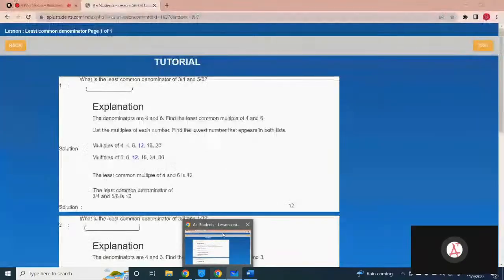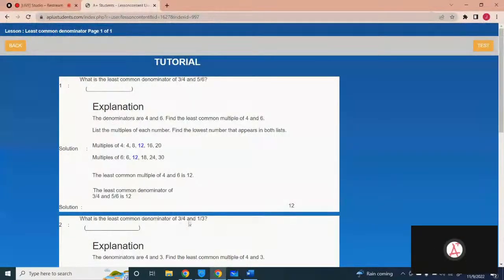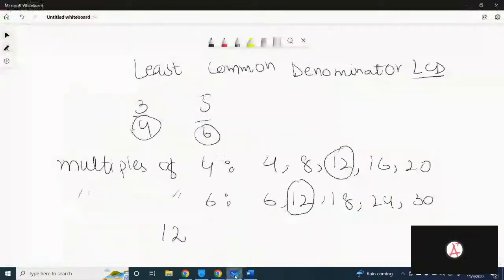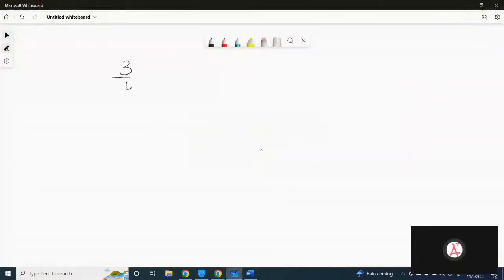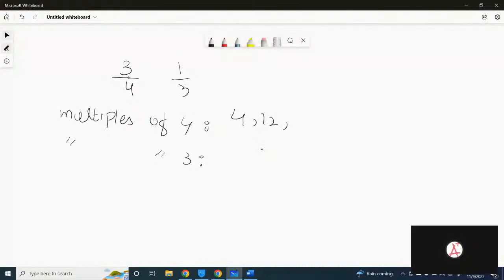Okay, the next example is, what is the least common denominator of 3 over 4 and 1 over 3? Now you have to write the least common denominator of 3 over 4 and 1 over 3. So write the multiples of both the denominators. We have to write the multiples of 4 and multiples of 3. Okay, let's start with multiples of 4. 4 times 1 is 4, 4 times 2 is 8, 4 times 3 is 12, 4 times 4 is 16, and 4 times 5 is 20.